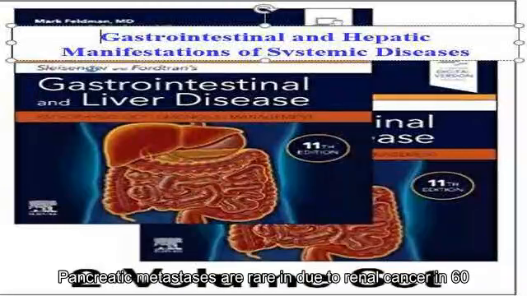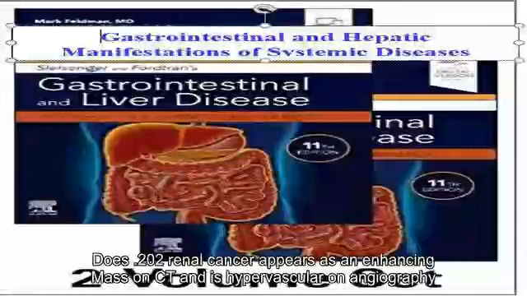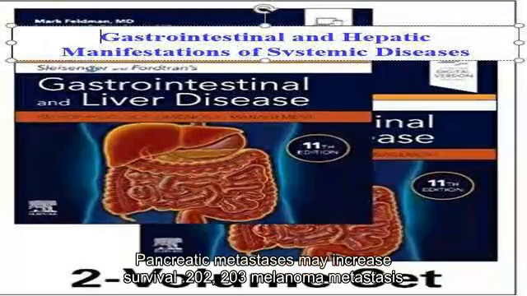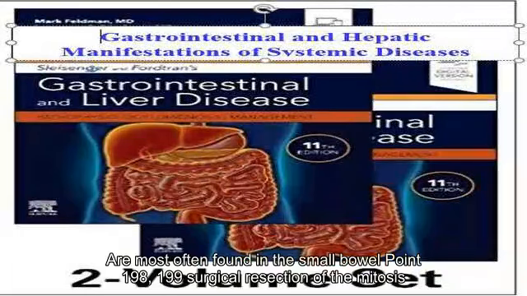Pancreatic metastases are rare and due to renal cancer in 60% of cases. Renal cancer appears as an enhancing mass on CT and is hypervascular on angiography. Resection of a pancreatic metastasis may increase survival. Melanoma metastases, pigmented or amelanotic, are most often found in the small bowel.